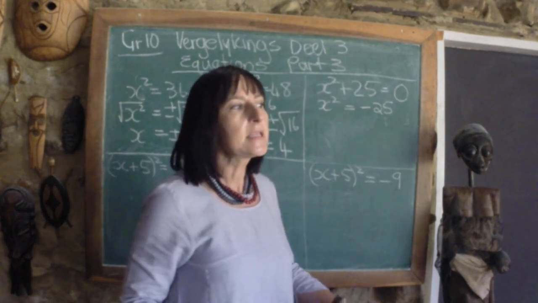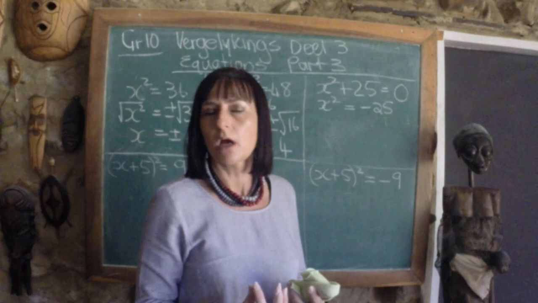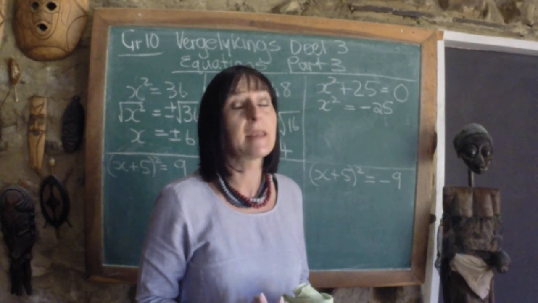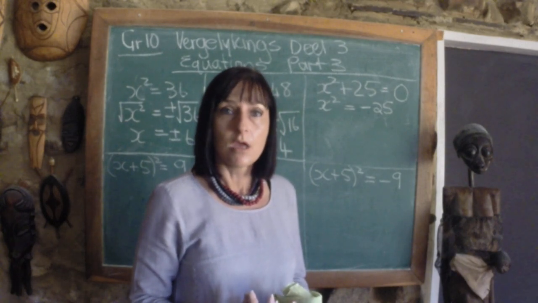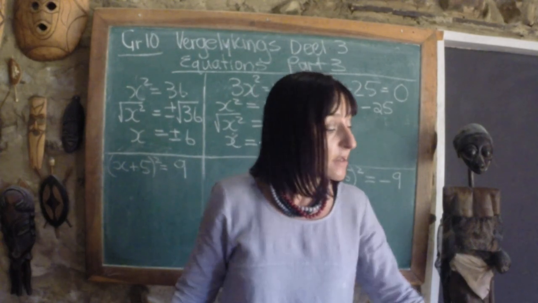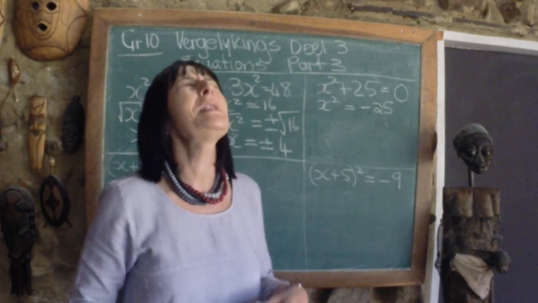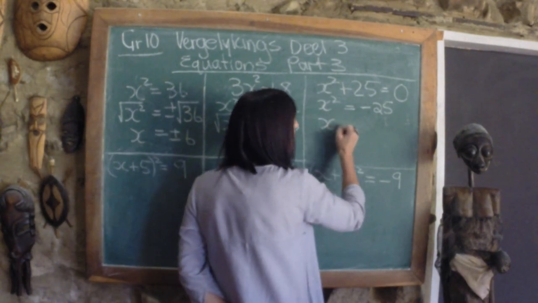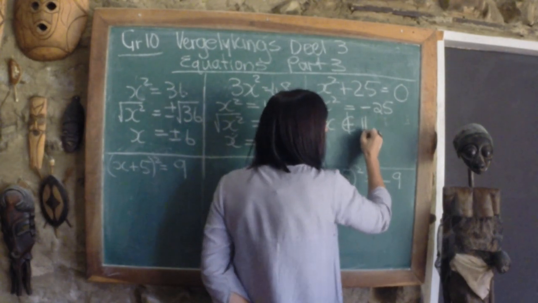Gr10s, as ek iets met homself maal, kan hy nooit negatief wees nie. If you multiply something with itself, it can never ever be negative. Because if there's a minus in front, a minus times a minus gives a positive. So it can never, ever be negative. So there's no solutions for x in this case.